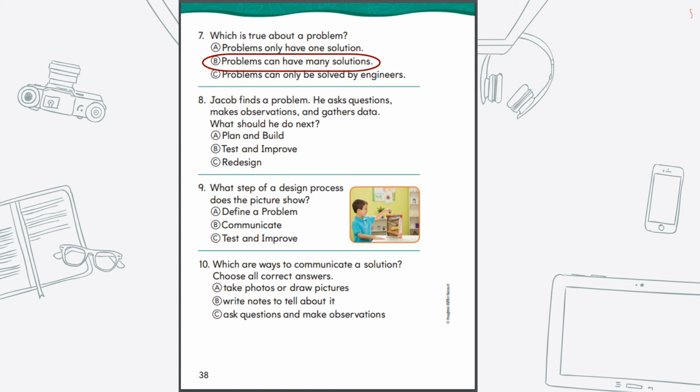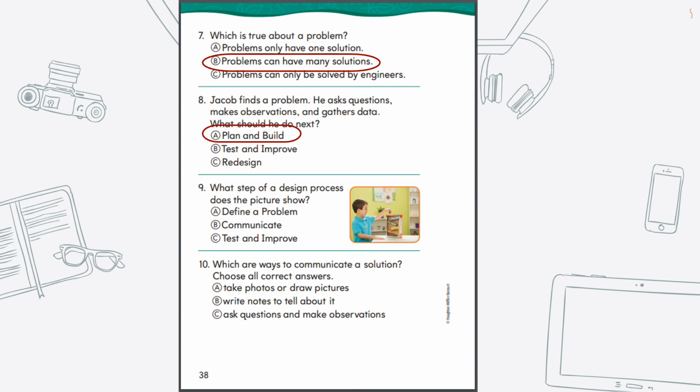Now what do you think comes after step 1 in the design process? What is the name of step 2 of the design process? Let's look at the answer. It's plan and build. Once you specify and identify the problem, the next thing you do is to plan and build a solution. Let's look at question 9 now.